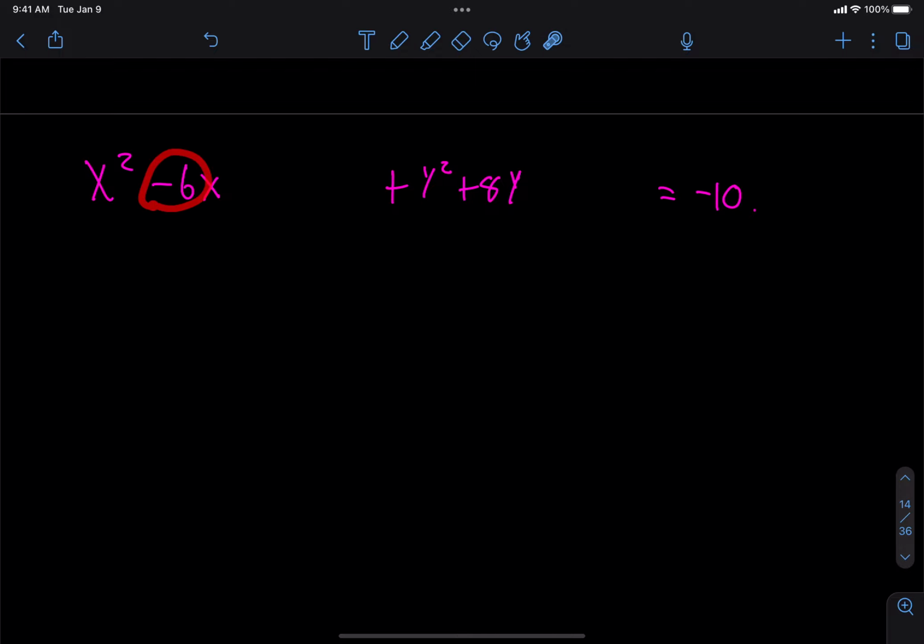You take the middle term, you divide it by 2, and square it. So negative 6 divided by 2 is negative 3, and square that, you get 9. So I'm going to add and subtract 9. How about the second expression?